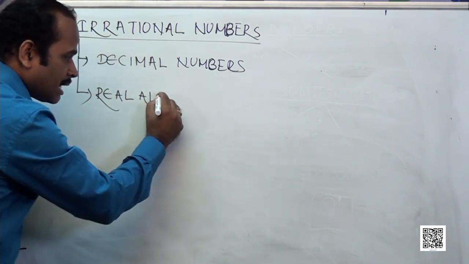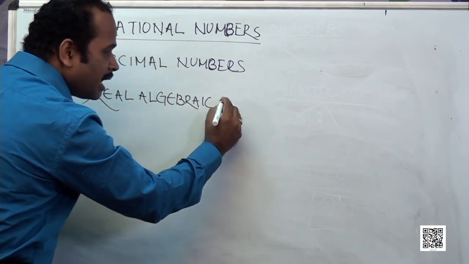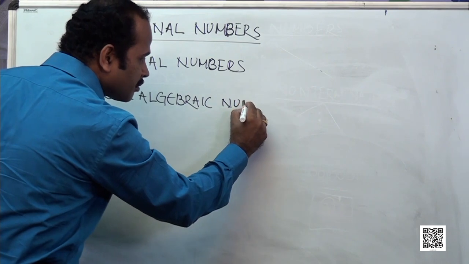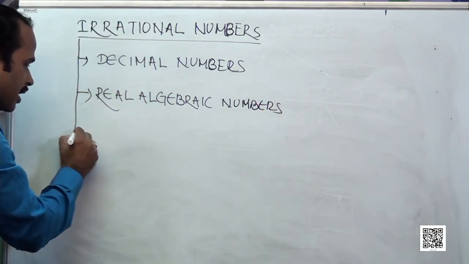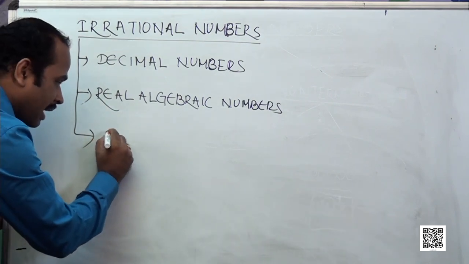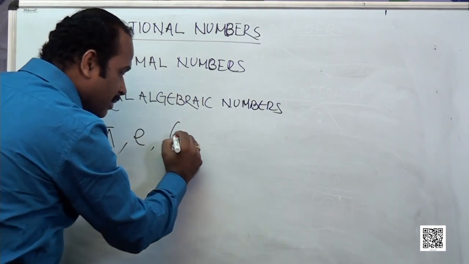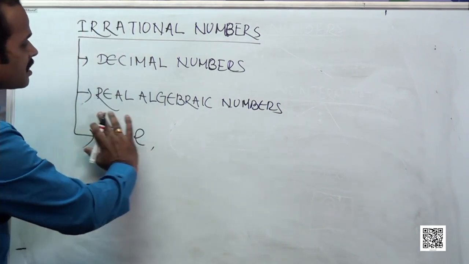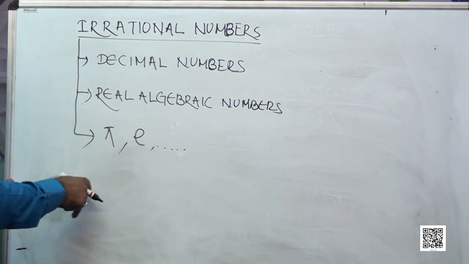I will show the example of how it is real algebraic numbers or expressions, or sometimes it is called transcendental or symbolic forms. For example, I can write it as pi, I can write e. These are the transcendental numbers. So these are some examples. Very often you are using this term pi. This pi is an irrational number.